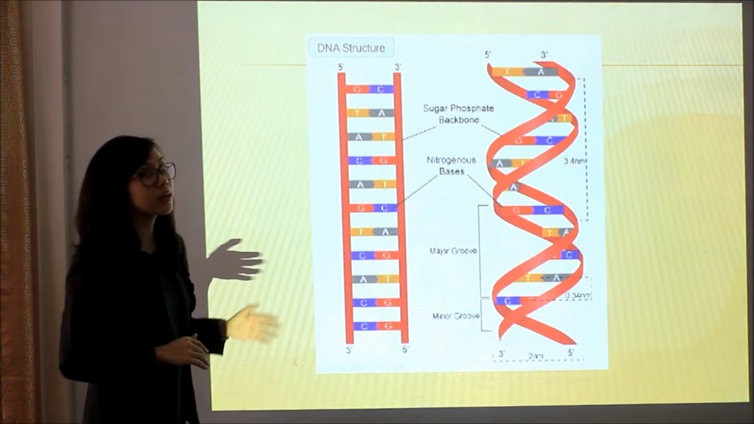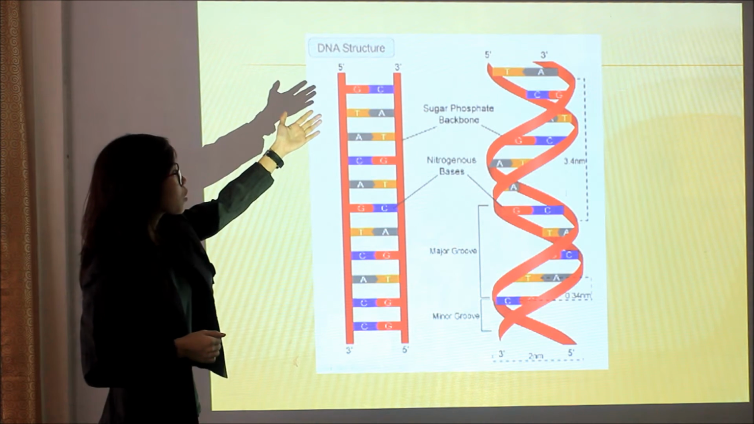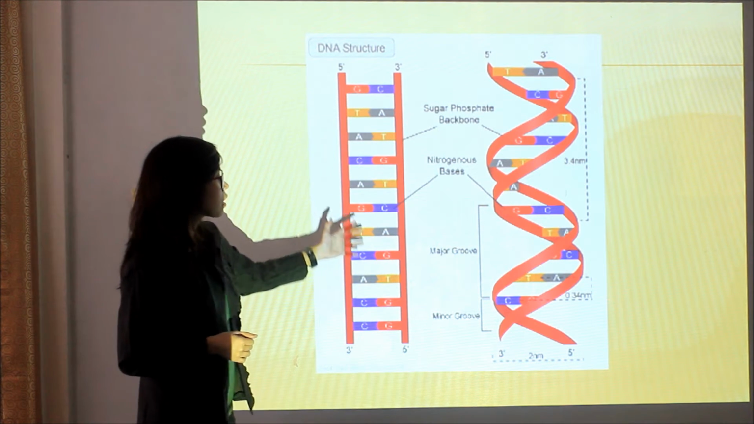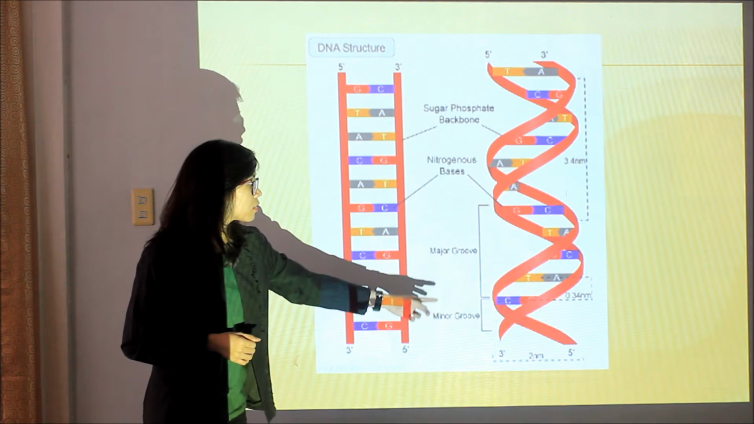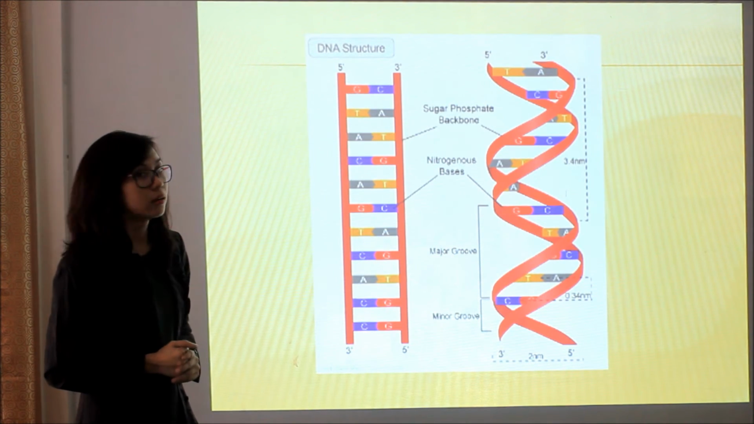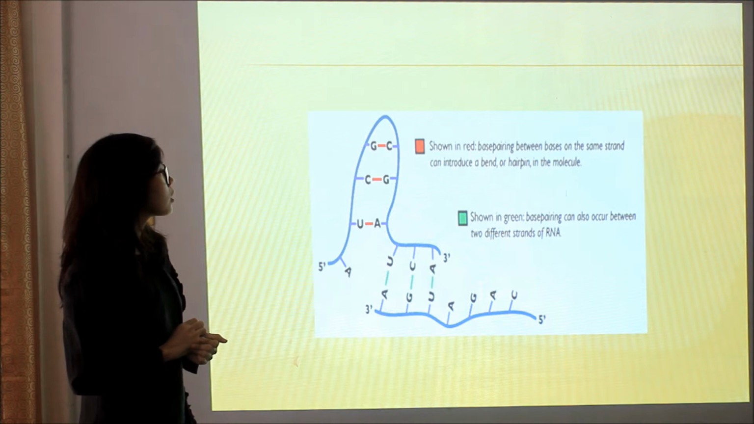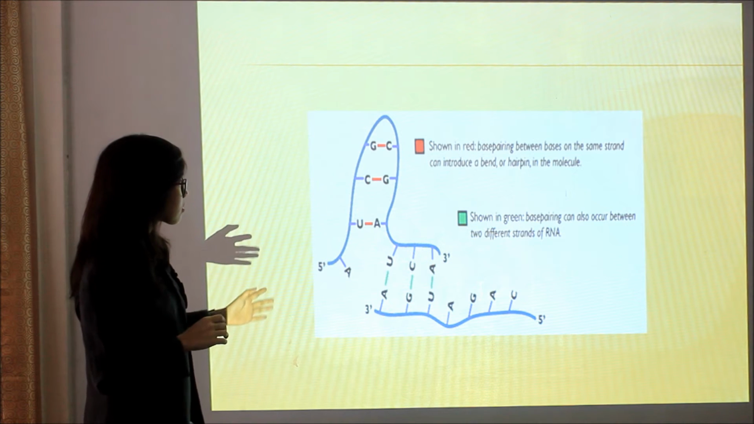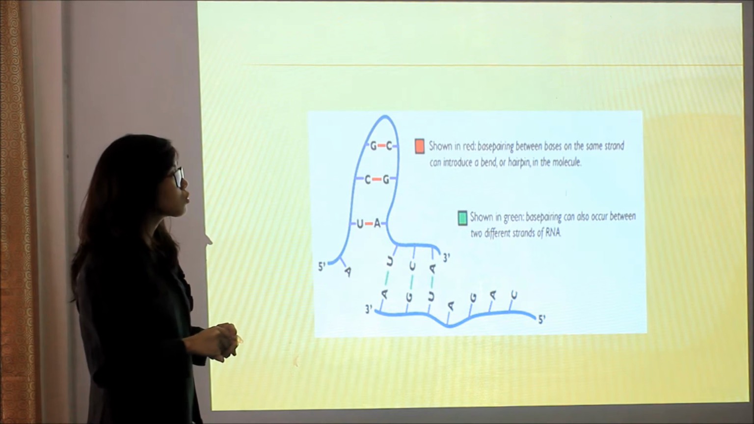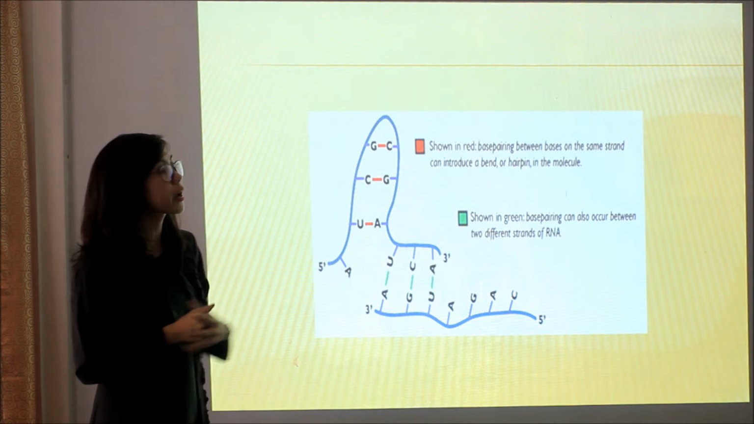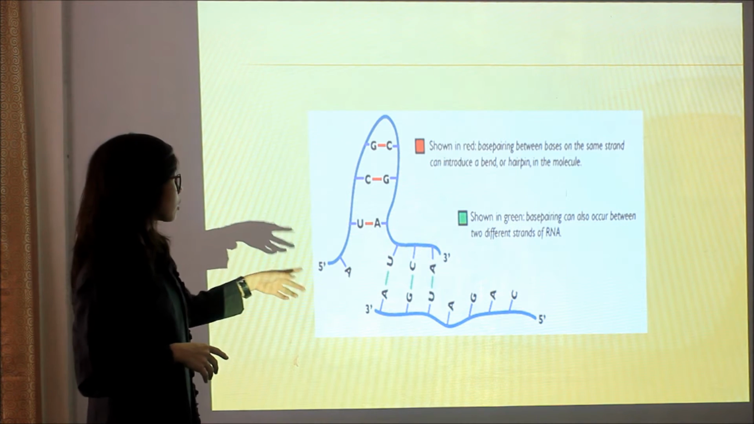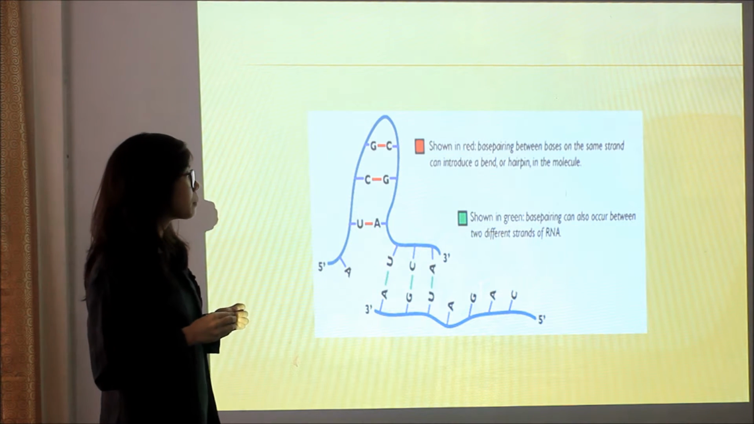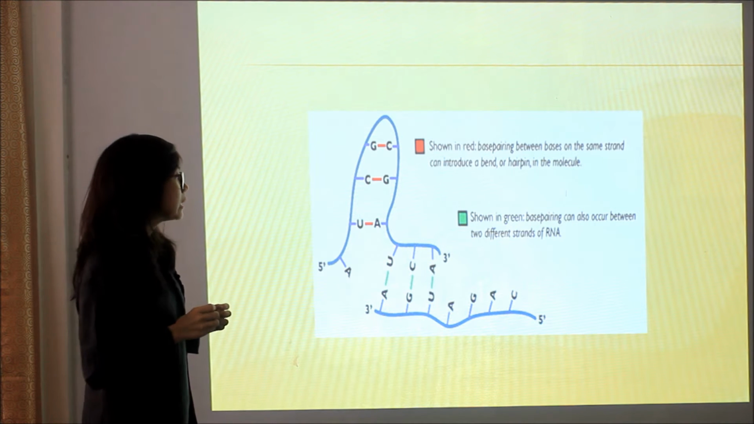And this represents the DNA structure. So it's the sugar phosphate backbone, the red line, and the nitrogenous bases, its major groove, and then the minor groove. The red ones represent the base pairing between bases on the same strand, which can introduce a bend or hairpin in the molecule. The green line shows that base pairing can also occur between 2 different strands of DNA.